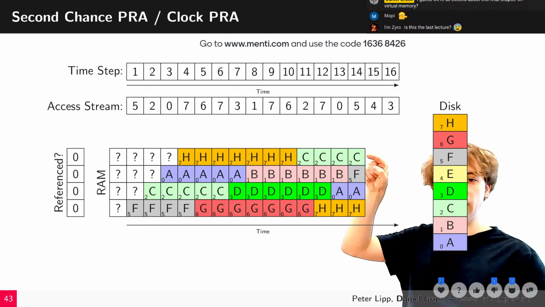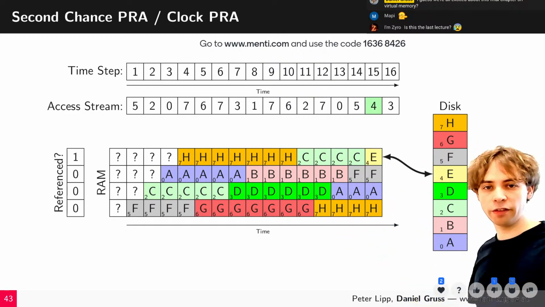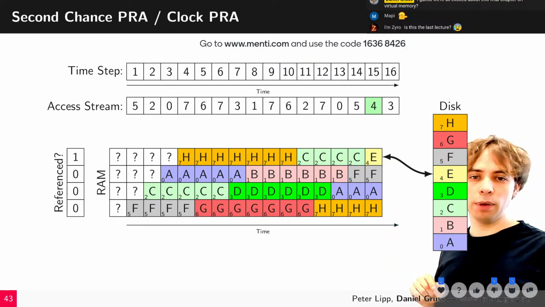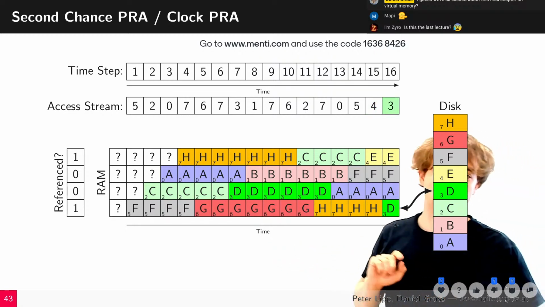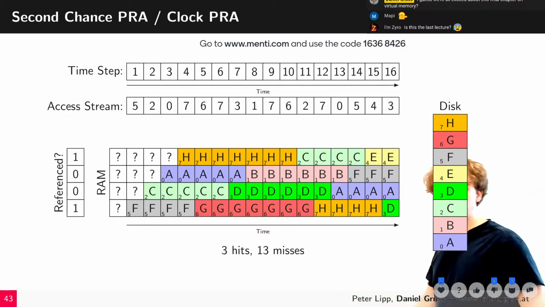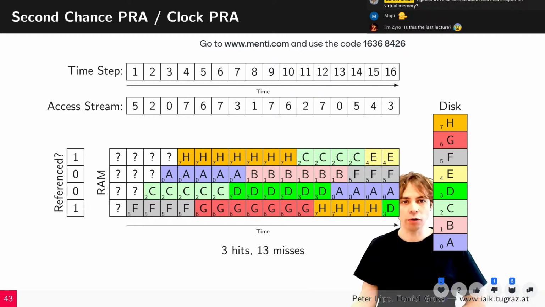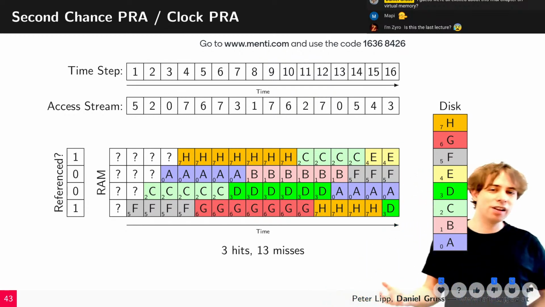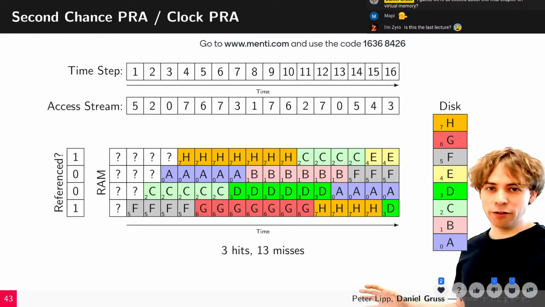And then we are here again, and now the bit is 0. So again, it acts like first in, first out, and kicks out this page here. And then at the end, this one, because it was set to 0. 3 hits, 13 misses, exactly the same as first in, first out. So in this example, it doesn't give us any advantage, but in general it might. So it's a bit better than first in, first out.